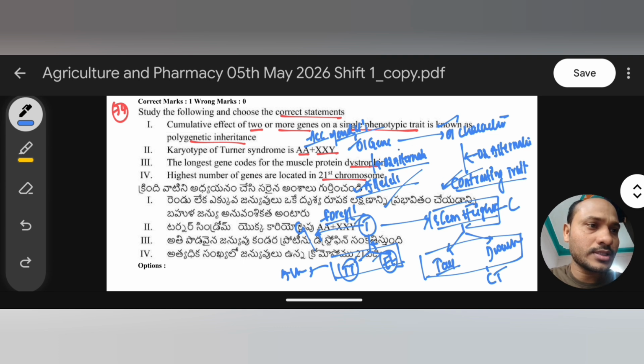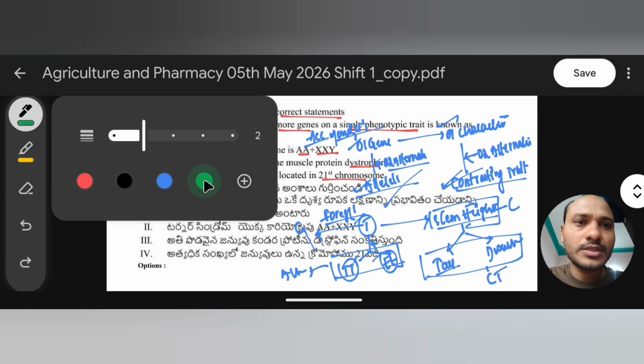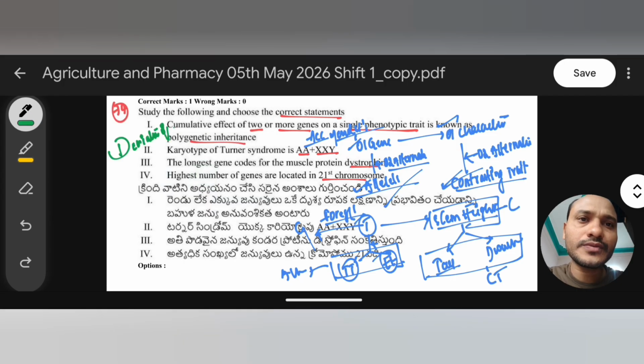But this concept was deviated from. How? Here I am writing deviation of Mendel's. One gene can have more than two alternatives, but according to Mendel, one gene has only two alternatives. Such alleles, more than two for one gene, are called multiple alleles. This concept of multiple allelism deviates from Mendel.